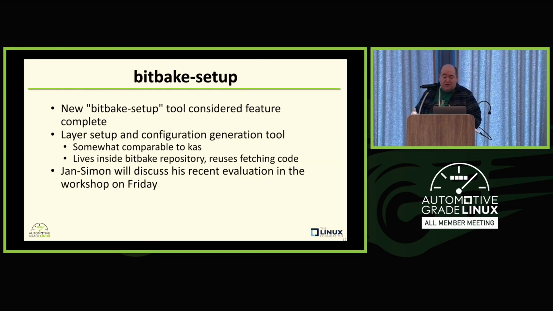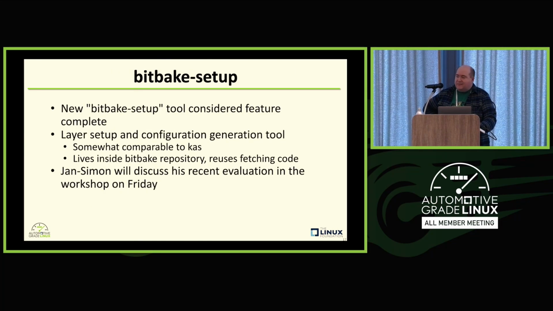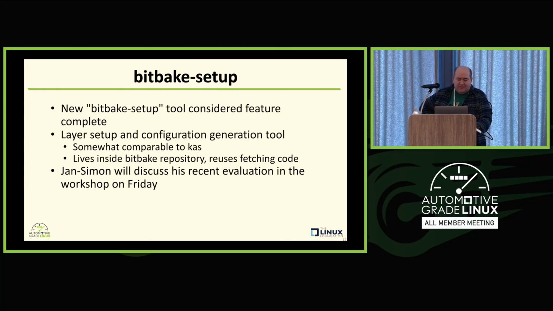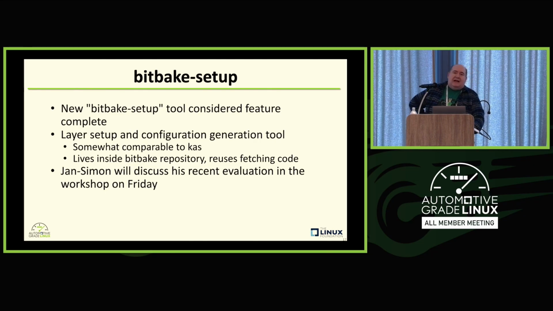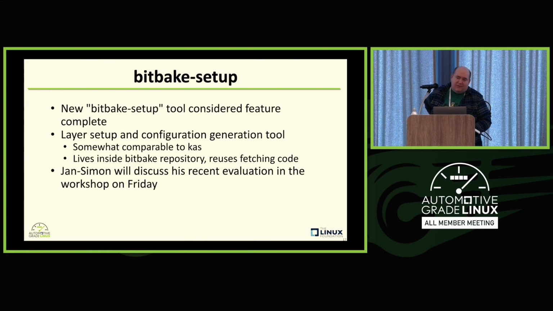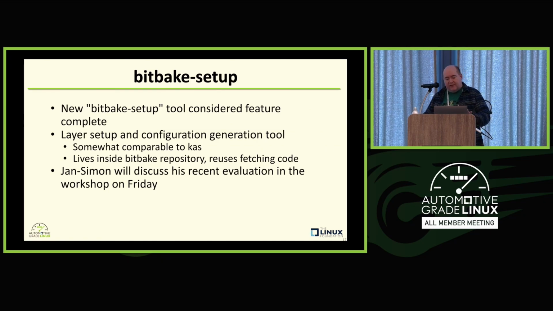The other new feature, which, if you follow Yocto much, you might have seen some press around, is the BitBake setup tool. It has been in development for roughly a year, and now with Wrynose it's considered feature complete. It's basically a layer setup and BitBake configuration generator. If you've ever used KAS, it's in the same space, with some differences about how things work.